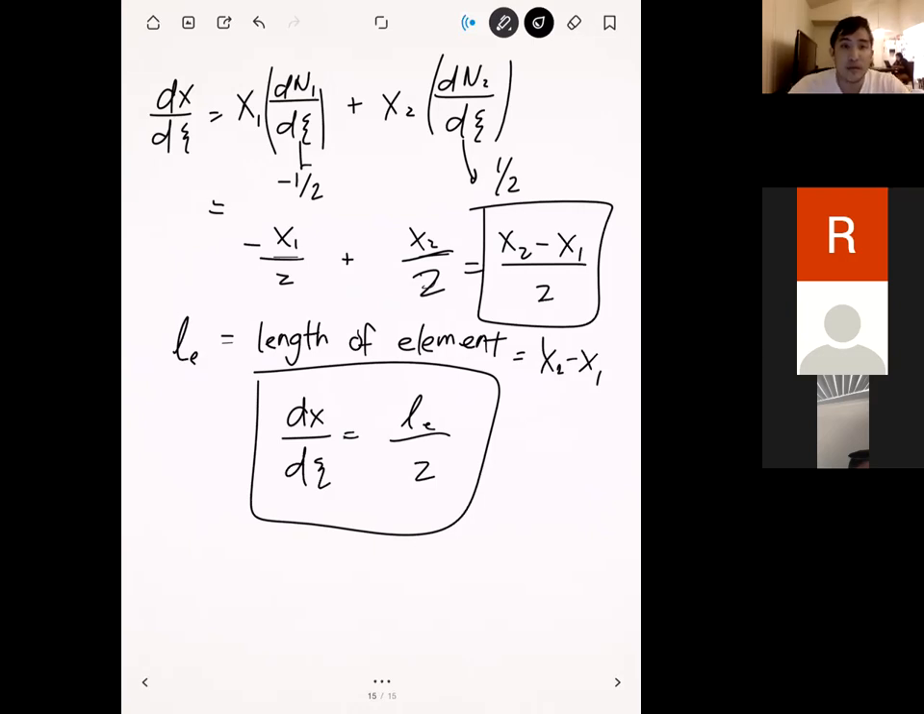So yeah, I have a question. Is this change of variables, like from x to zeta, something we need for this homework 3? No, you don't need this for homework 3.